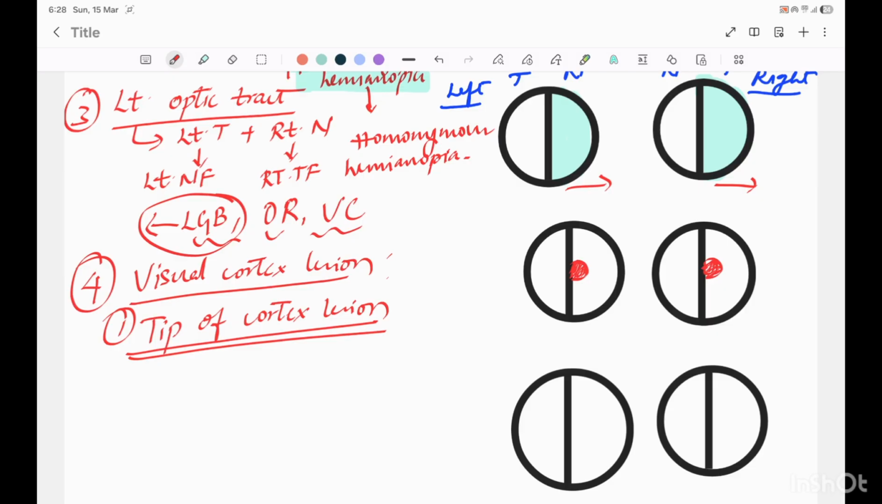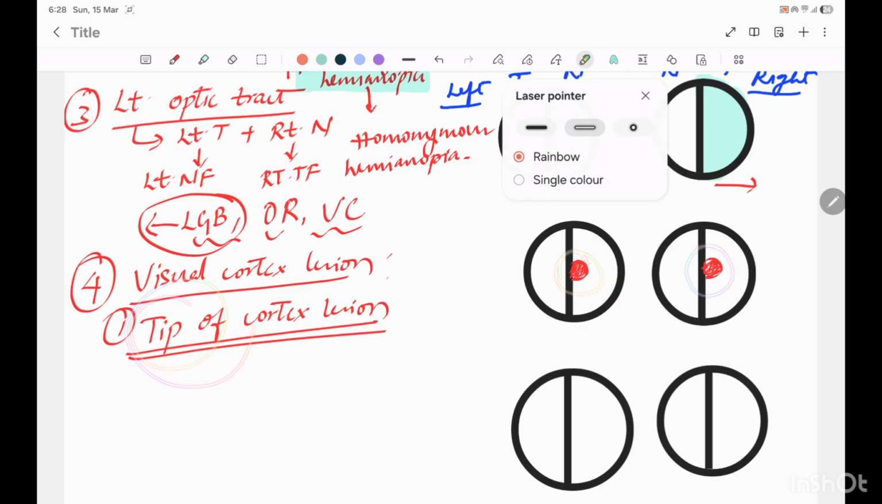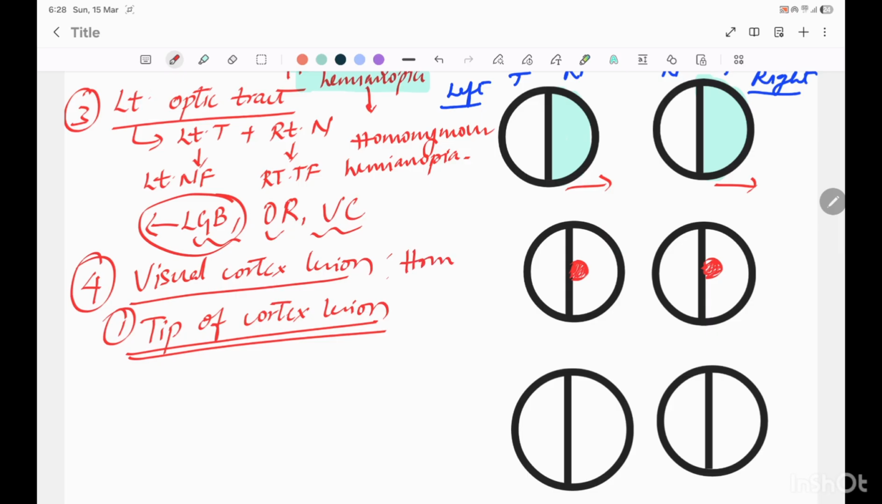We don't call it homonymous hemianopia because not the entire half of the visual field is involved. See, this full part is not involved, only this part is involved because it's only the tip. Okay, only this part is involved, so that is why we call it a homonymous macular defect.